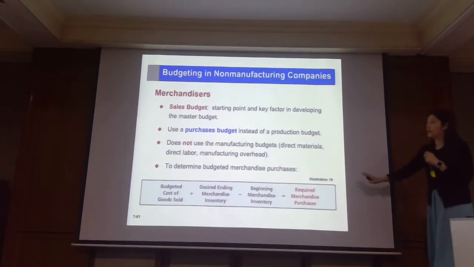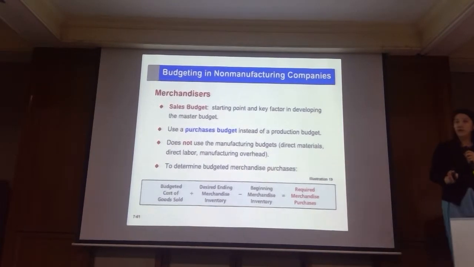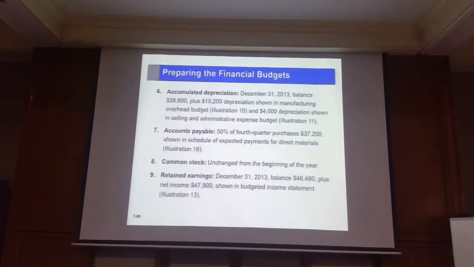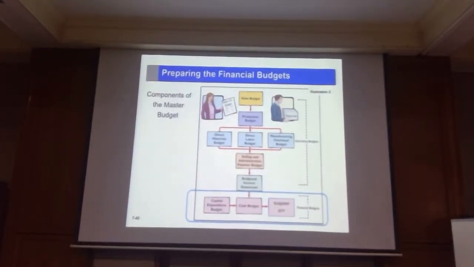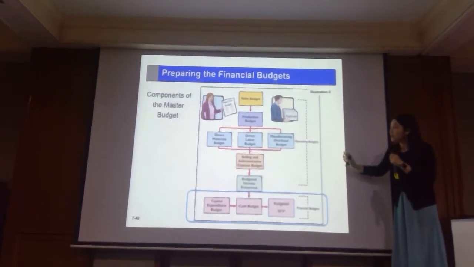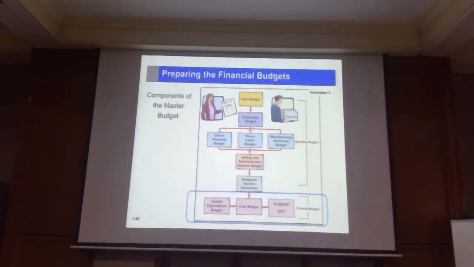And the last topic, I will talk a little bit about a merchandising company. If you are not a manufacturing company, can you guess how you would prepare the budget? There is only one small difference. Let me go back to this picture a little bit. This is the master budget for a manufacturing company. But if you are a merchandising company, it means you don't produce goods by yourself. You just purchase goods from the supplier. So if you are a merchandising company, this production budget will be gone.